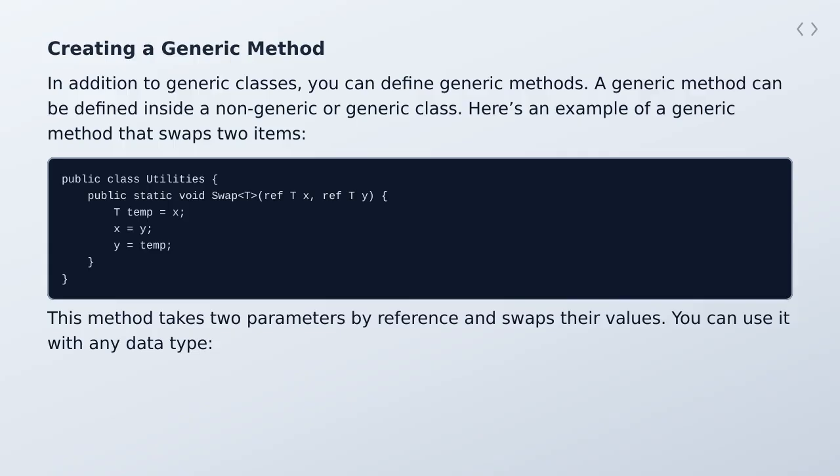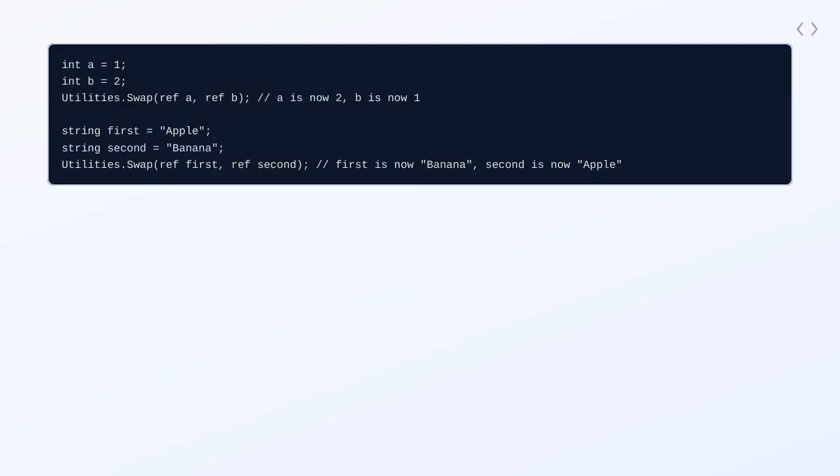This method takes two parameters by reference and swaps their values. You can use it with any data type. I'll let you read the examples on screen rather than reading every line aloud.